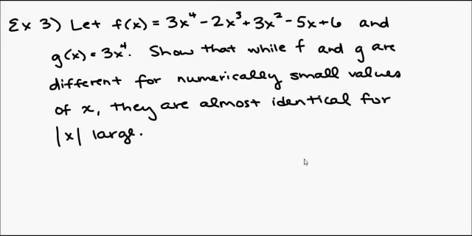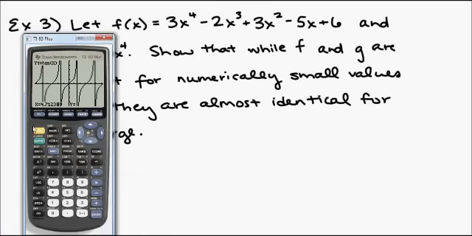Example 3. Let f of x equal 3x to the 4th minus 2x cubed plus 3x squared minus 5x plus 6, and g of x equals 3x to the 4th. Show that while f and g are different for numerically small values of x, they are almost identical for the absolute value of x large. Let's look at this graphically first, because this is pretty easy to see graphically.